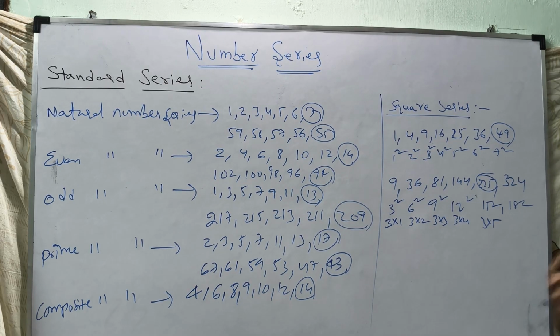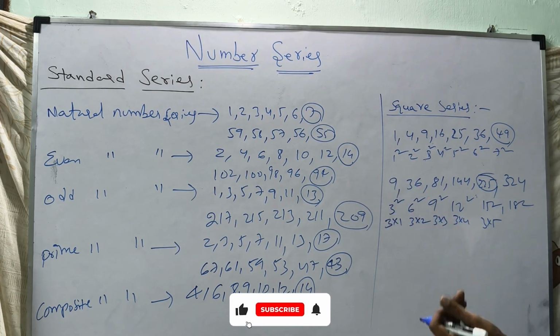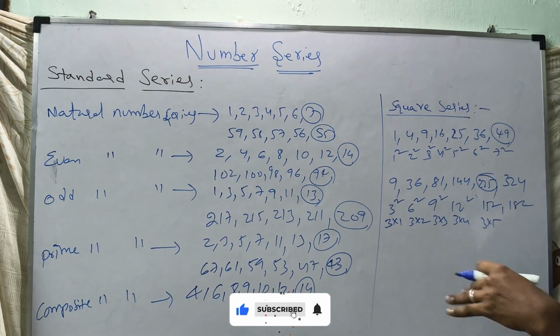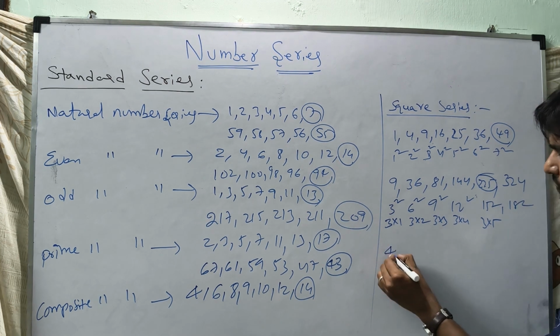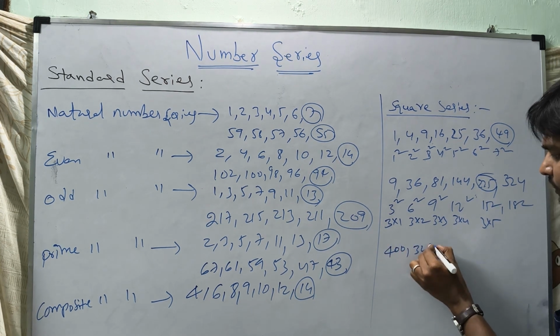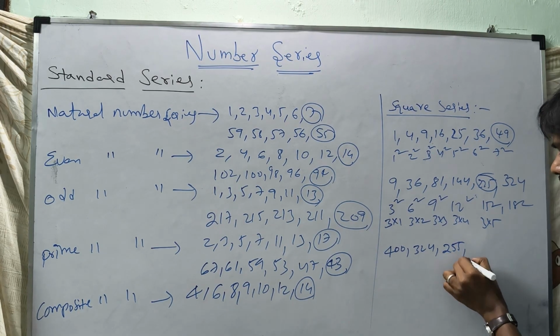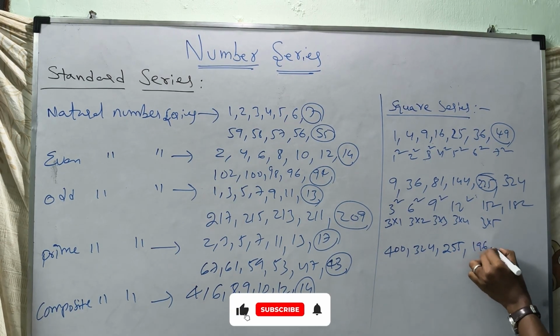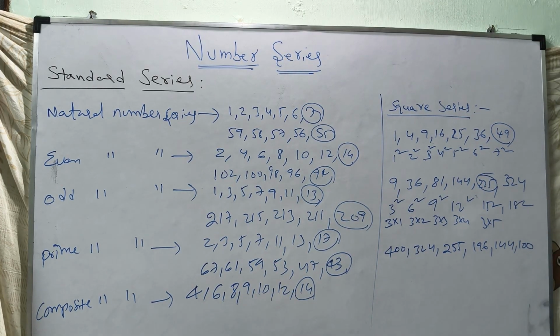Otherwise, to find the wrong term in the series, how may they give? See here. They may give by using even numbers, odd numbers, squares, squares of even numbers, natural numbers. Whether it is increasing order or decreasing order, also they may give. See, let's say here, 400, 324, 255, 196, 144, 100. Now in this series, one of the terms is wrong. So find out the wrong term in the series. So like this also they may give.